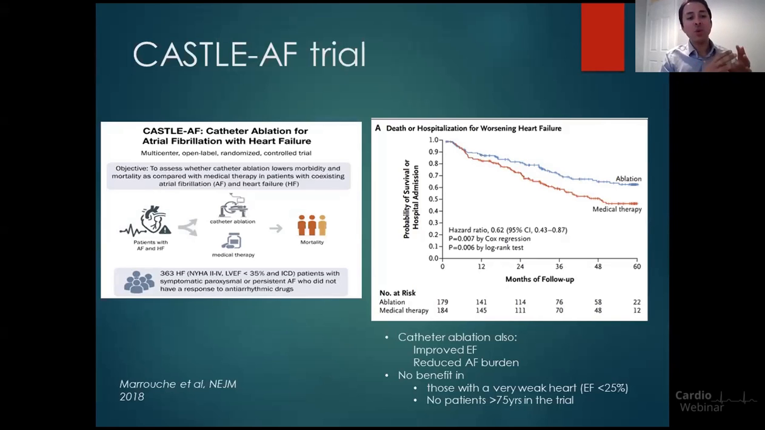So here they had a cohort of 360 patients who had an ejection fraction of less than 35% and an ICD, and had symptomatic paroxysmal or persistent symptoms that were unresponsive to medical therapy.